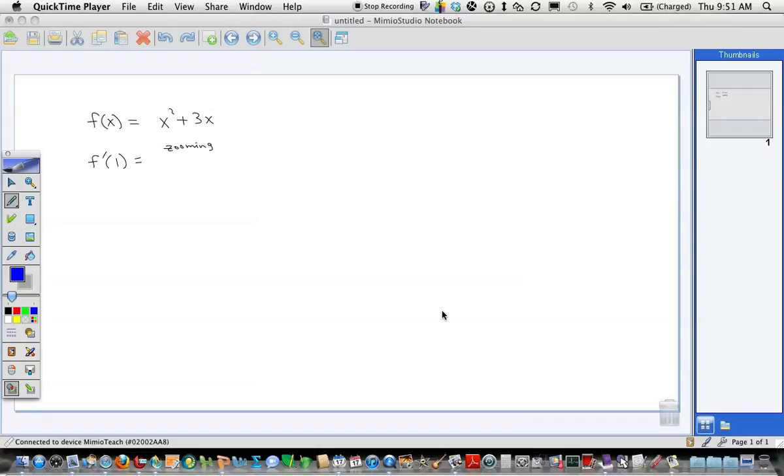Now we could do that graphically. So we could zoom in with a graph. So we could go ahead and graph that in your y equals right now. Go ahead and graph x squared plus 3x in your y equals. Just go into a standard window.